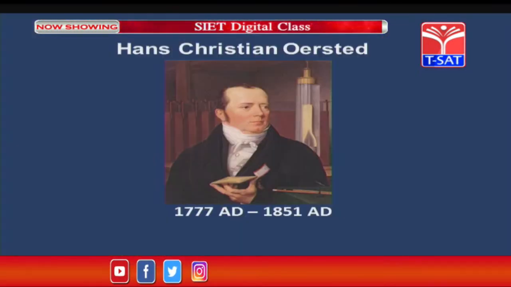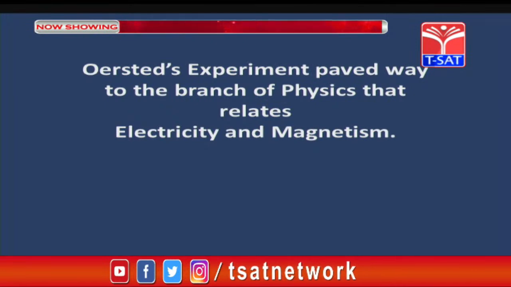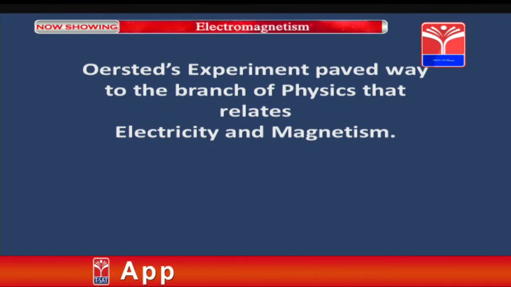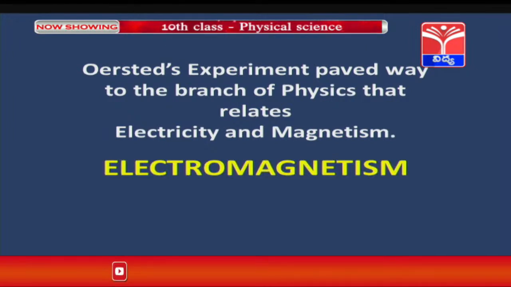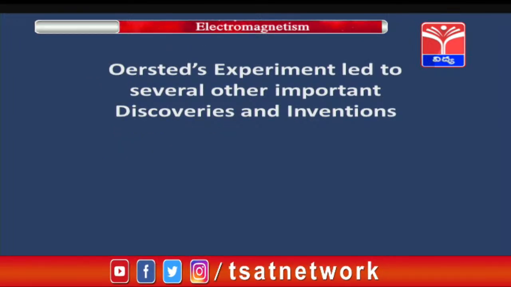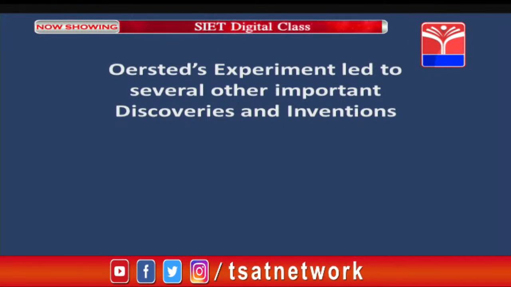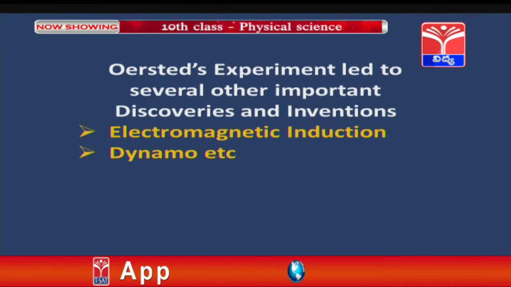It was thought that electricity and magnetism are completely different concepts until Ørsted's experiment. Hans Christian Ørsted discovered the magnetic effect of electric current. Ørsted's experiment paved the way to the branch of physics that relates electricity and magnetism. This is electromagnetism. Ørsted's experiment led to several other important discoveries and inventions such as electromagnetic induction, dynamo, etc.